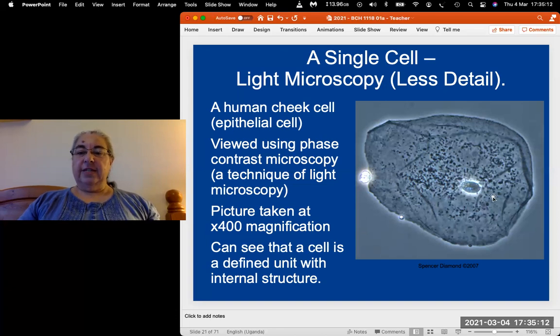Inside the cell, you can see that there are things inside the cell. So here is a structure which is the nucleus. Here you can't see much detail, but you can see that there are other structures within this cell.